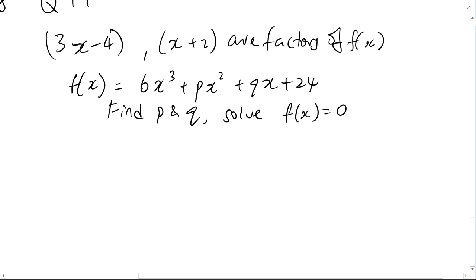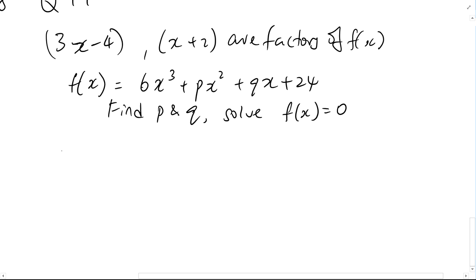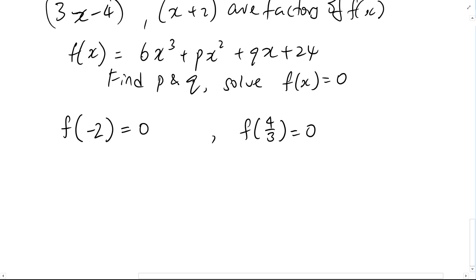Okay, so these two are factors of f(x). What can you tell me about f(x) when they tell you they are factors, right? What is the first thing you should do? No remainder. Okay, so remainder is given by f of something that is equal to 0, right? So when you say no remainder, it means the remainder is 0. Am I right? So f of what equals 0? Negative 2. What else? F of 4 over 3 also equals 0. Is this something that we can work on already? Yeah, okay, let's do that.